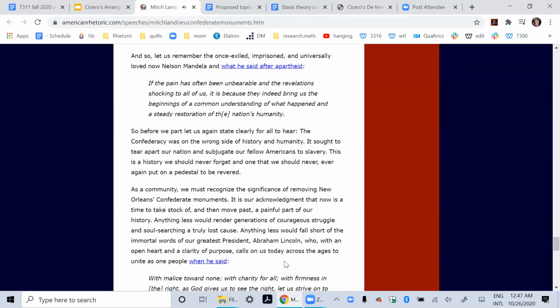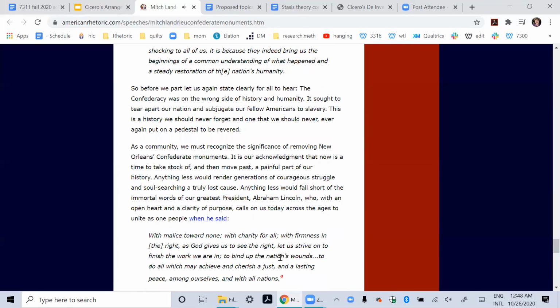So before we part, let us again state clearly for all to hear. The Confederacy was on the wrong side of history and humanity. It sought to tear apart our nation and subjugate our fellow Americans to slavery. This is a history we should never forget, and one that we should never, ever again put on a pedestal to be revered. As a community, we must recognize the significance of removing New Orleans Confederate monuments. It is our acknowledgement that now is the time to take stock of and then move past a painful part of our history. Anything less would render generations of courageous struggle and soul searching a truly lost cause.